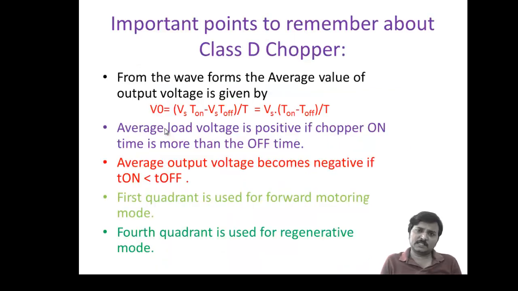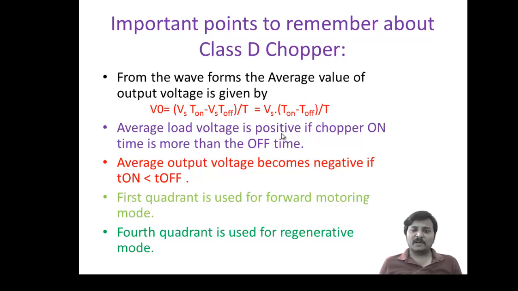Now we will discuss the important points of class D chopper. From the waveform, the average value of the output voltage depends upon T on and T off time. If T on time is more, then the net voltage polarity is positive. Clearly, the output voltage V0 is equal to Vs into (T on minus T off) by T. So when T on is greater, it is a positive polarity. When T on is less than T off, you will get a negative sign, so obviously the average output voltage is negative.